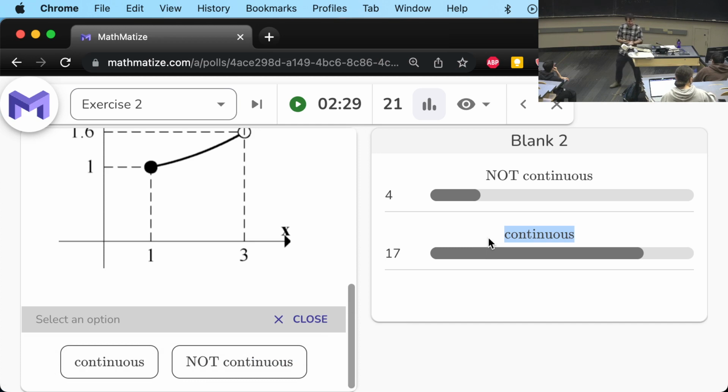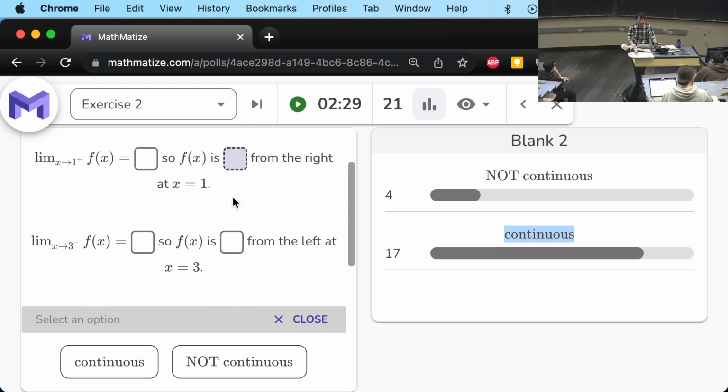So again, extremely well done here. Almost everybody got it right. Great job. Let's see the other one. In the class at 2:30, most people got the first one right, and then less people got the second one right. Let's see. The limit as x goes to 3 minus.